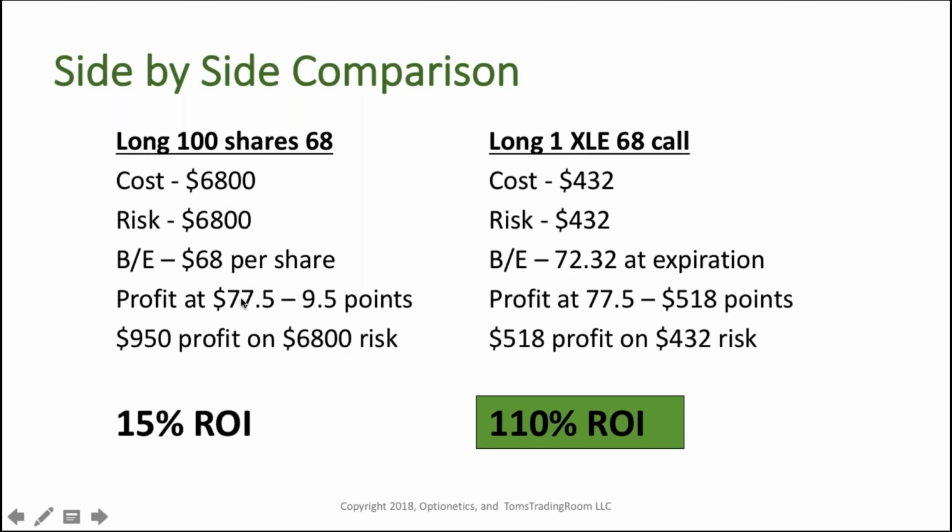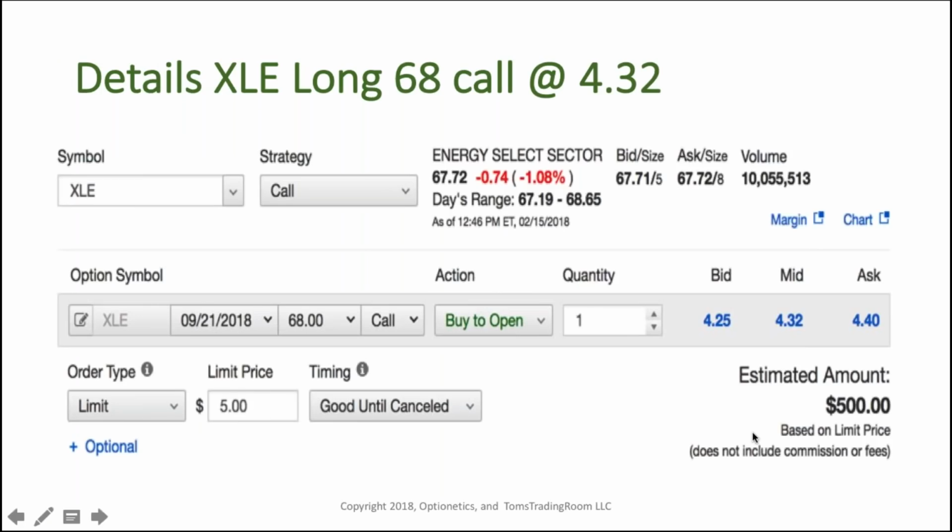But you can see, looking at the profit when we did this back in February, 77.5, that was a 9.5 point move. If we can get a 9.5 point move on the stock, these options are likely to double in value, more than double in value. In this case, a 15% return on the stock becomes a 110% return on these particular options.